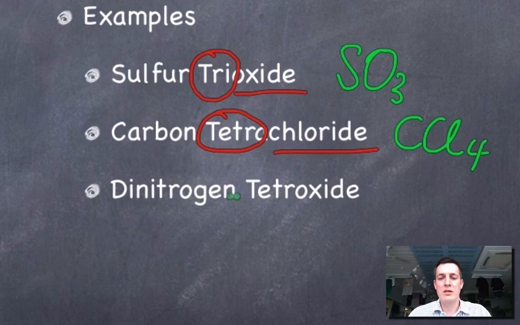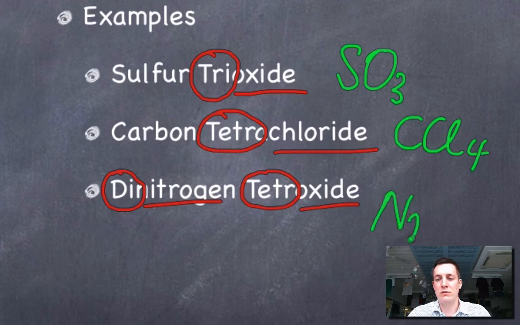Now, in this particular example, I've got two of my first elements, so I do have to use the prefix. It's only when we've got one of them that we don't have to bother saying mono. Dinitrogen, so two nitrogens, and tetroxide means there are four oxygens. So in this case, my formula would be N2, because I've got two nitrogens, O4.